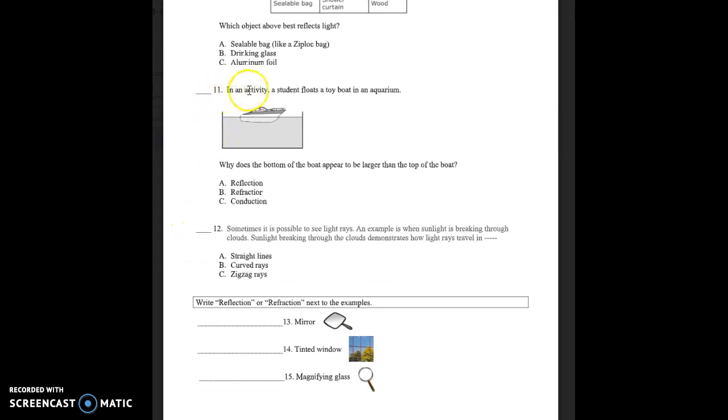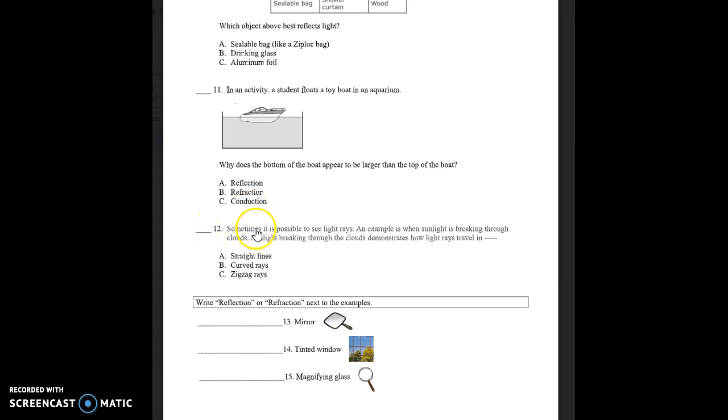Number 11. In an activity, a student floats a boat in an aquarium. Why does the bottom of the boat appear to be larger than the top of the boat? A. Reflection. B. Refraction. C. Conduction.